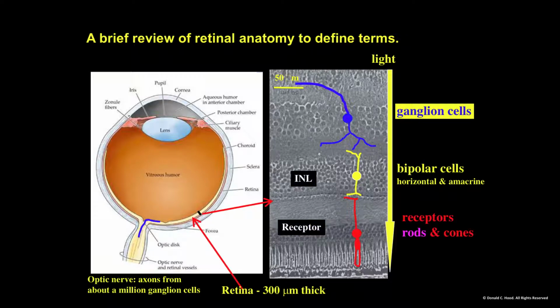Here we're agreeing on terms: the receptors in a nuclear layer, a plexiform layer, the retinal ganglion cell layer, and then the retinal nerve fiber layer that contains the axons of the ganglion cells, but it also contains blood vessels and glial cells.